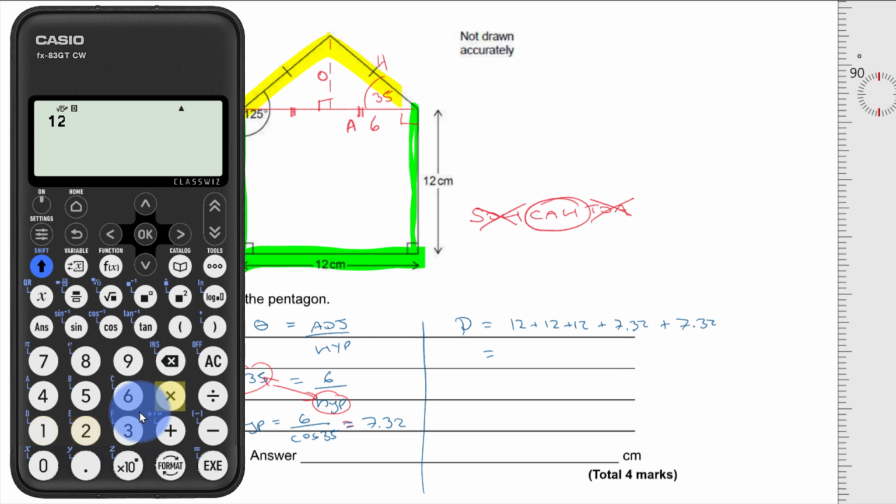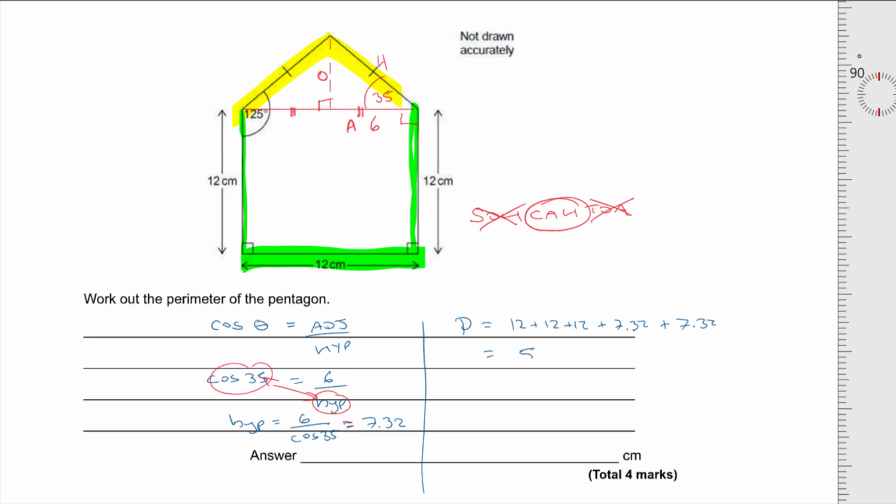Okay, so I've written down 7.32, but I am going to use the calculated value. So I'm going to take my last value, times it by 2, and add on 3 lots of 12, and that comes to 50.64. So I'm going to round that down to 50.6. And that's going to be in centimeters then, isn't it? So that's my final answer, 50.6.